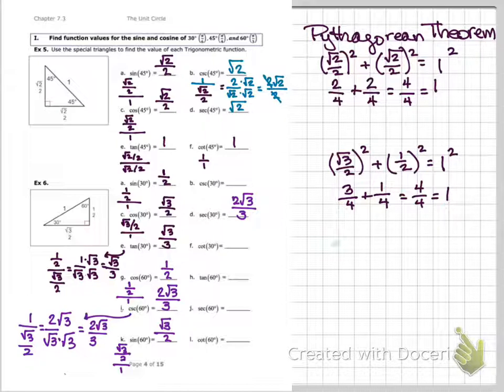So our cosecant of 30 would be the same as our secant of 60. I have not figured that out yet. So let's go back up here. Cosecant is 1 over sine. One over the sine of 30. Our sine of 30 was 1/2. 1 over 1/2 is the same as 2.